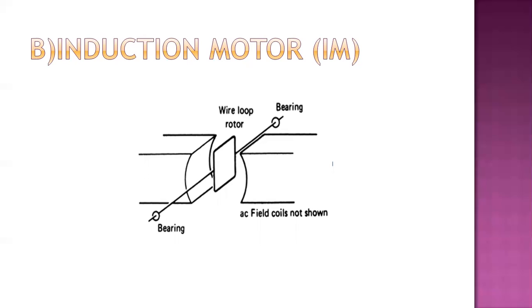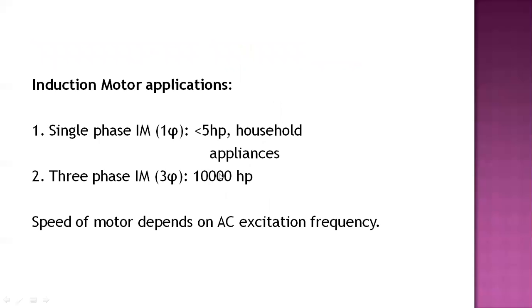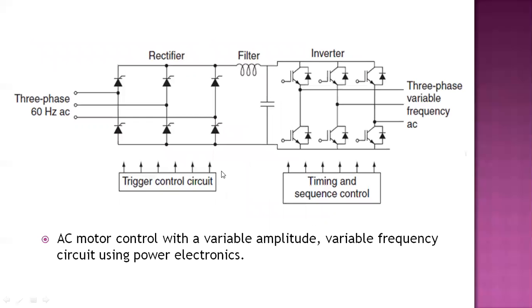So in a control environment, we want to have control over the speed of the motors, and the induction motor speed is dependent upon the AC excitation frequency. Now you can find this AC motor control with a variable amplitude, variable frequency circuit using power electronics.